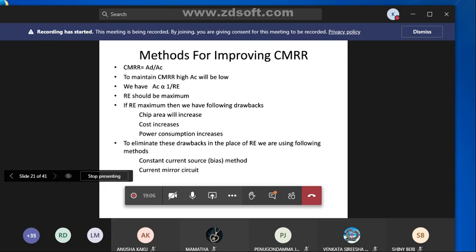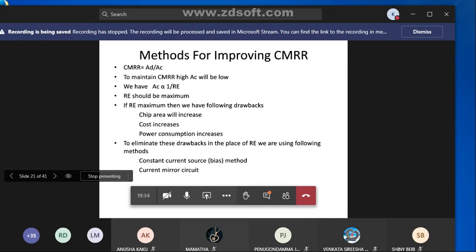Today we will see how to improve the CMRR. What is CMRR? CMRR is the ratio of differential gain to common mode gain. So CMRR equals AD by AC. CMRR means how effectively the noise can be eliminated in the differential amplifier. That is identified by the CMRR, common mode rejection ratio.